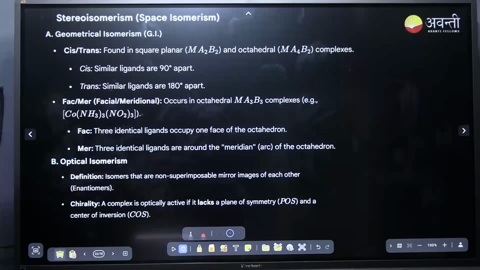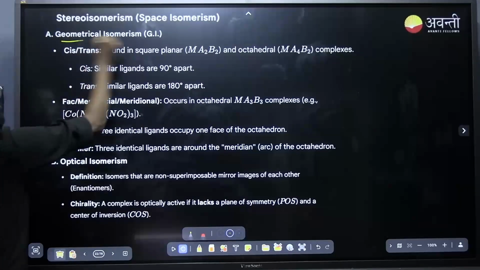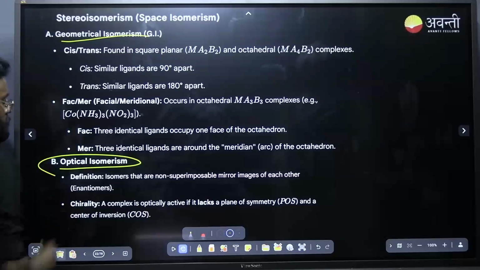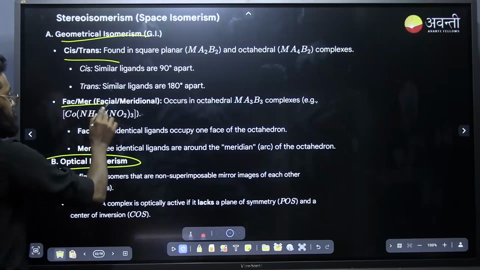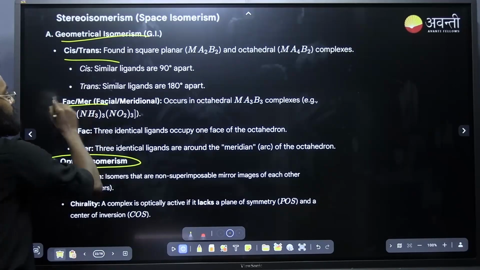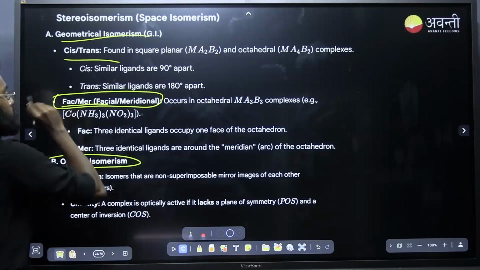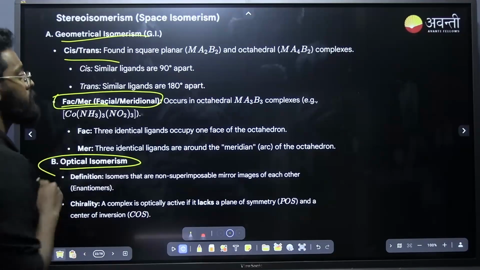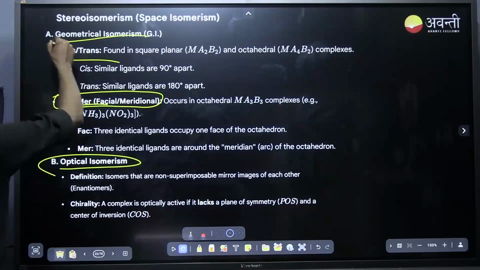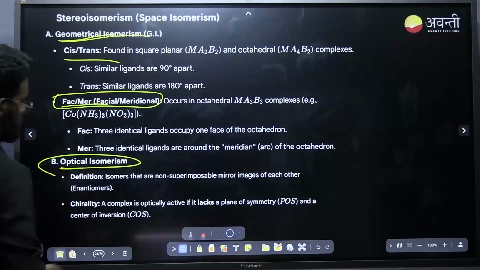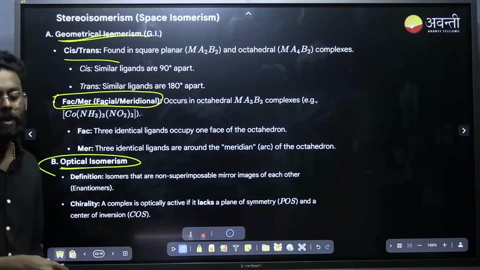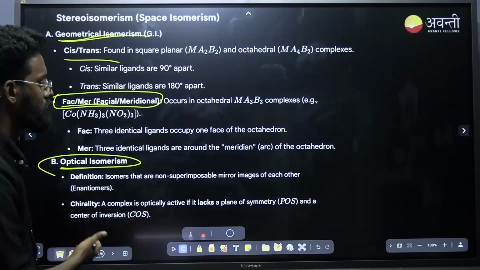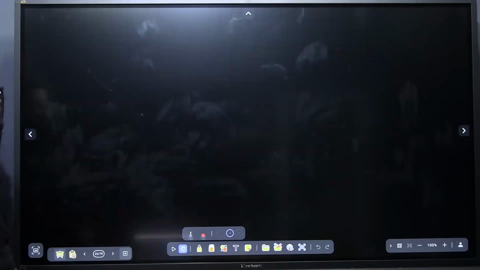Stereoisomerism is of two types, geometrical isomerism and optical isomerism. In geometrical isomerism, there will be cis-trans and facial or meridional isomerism. Facial and meridional isomerism I am not going to discuss because I already discussed it in the mock paper discussion. I will be discussing geometrical isomerism and also optical isomerism. I will be telling you the easy trick for how you can score from this part in the exam. Just go through it.